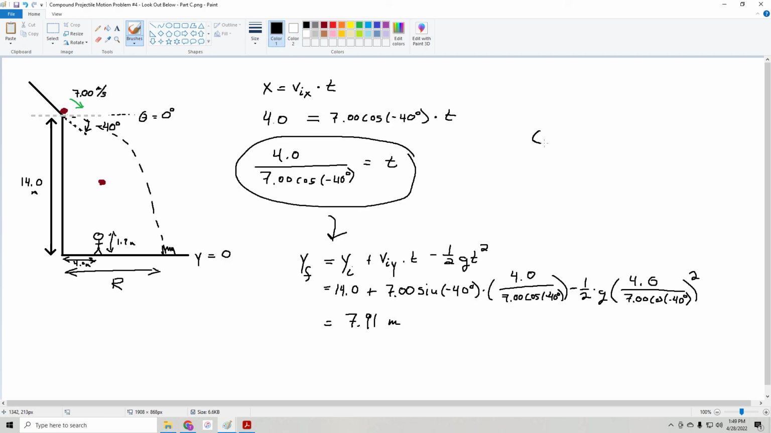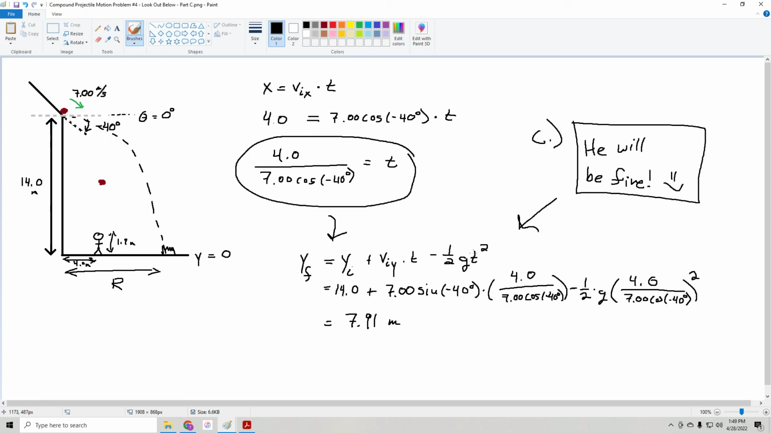So the answer to part C is just he will be fine. No injuries today. That's good. And here's our justification for that. And that's it. Parts A, B, and C of the look out below snowball problem are done.